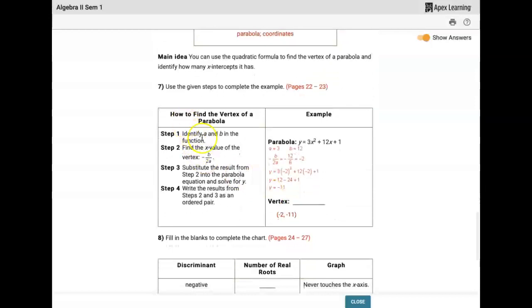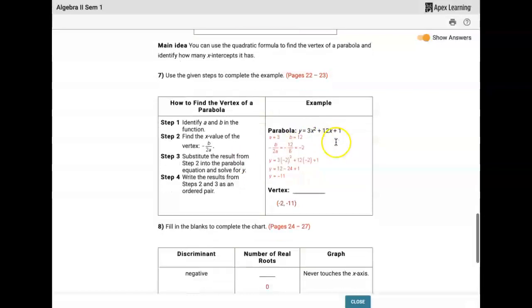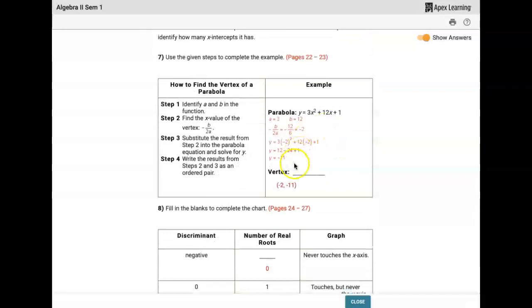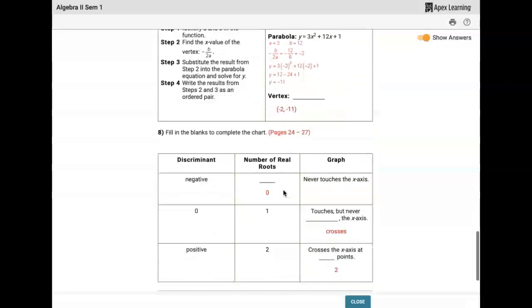So how do we find this? We identify a and b in the function. We plug them into our equation, negative b over 2a, and that gives me my x coordinate. I plug my x coordinate back into my original equation to solve for y. Once I solve for y, I write it as a coordinate pair, and that's my vertex.